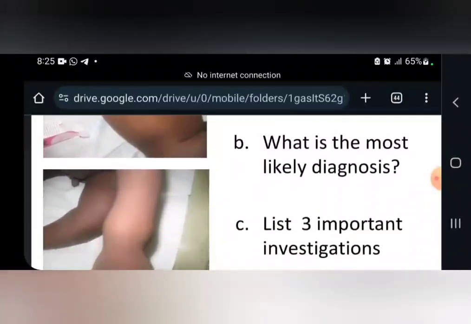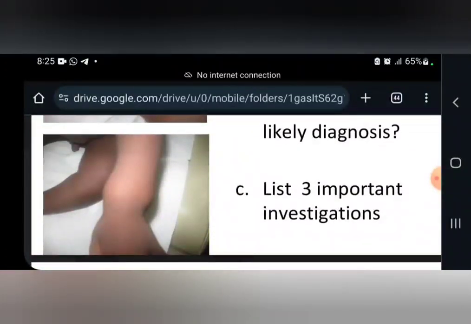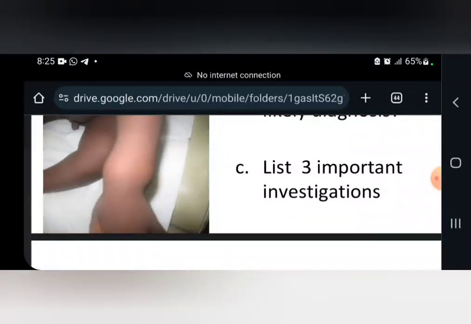Now, in this case, the next thing is to list 3 important investigations. The first important investigation: you have to know that rickets is a result of vitamin D deficiency, and vitamin D is involved in the metabolism of calcium. So the first thing you ask is to see if there is a low level of vitamin D or not.